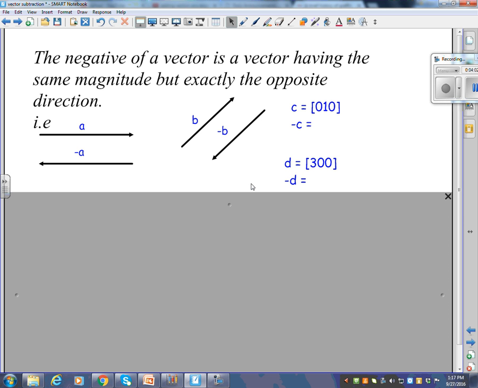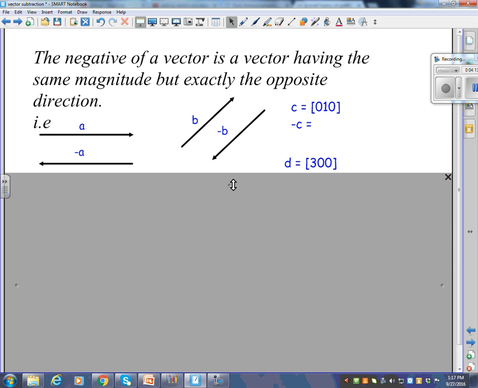Okay. What if it's something like C is equal to 010, the bearing 010? What would it be, T? 190, he says. And how did you come up with 190? Mathematically, how did you come up with 190? Add 180, right? You can add 180 in your head. To 10, certainly, right? 10 plus 180 is 190.